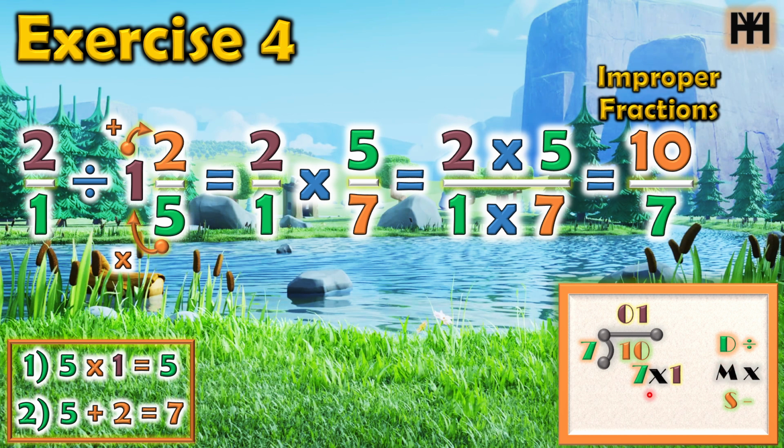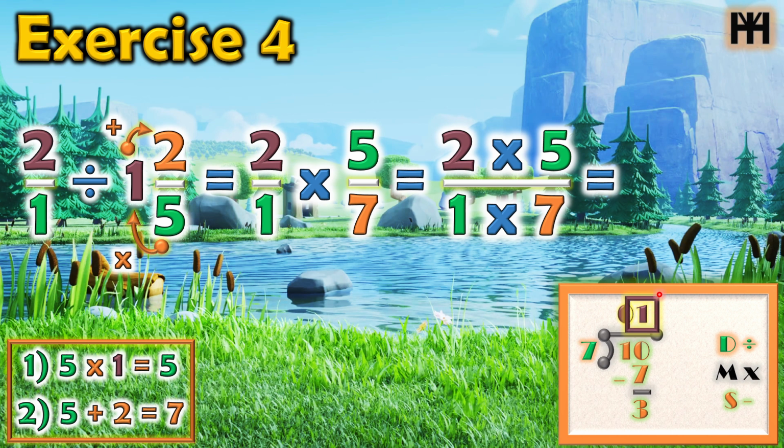Then is the division, then is the multiplication. 7 times 1 will be 7. Then the subtraction, so 10 minus 7 is 3. Okay, now we're done because 3 is smaller than 7. So here, this will be our whole number. And remember, this will be our denominator. And this will be our numerator.